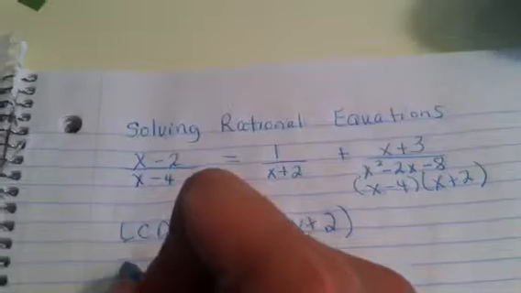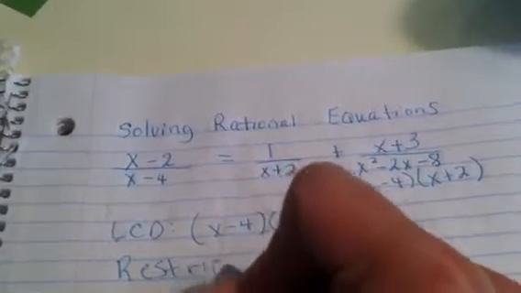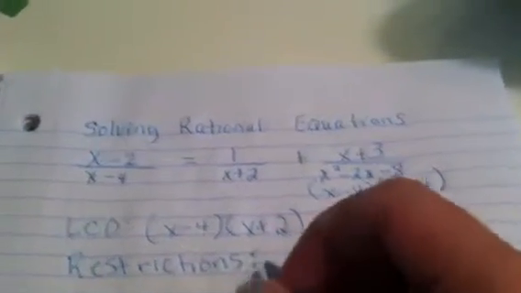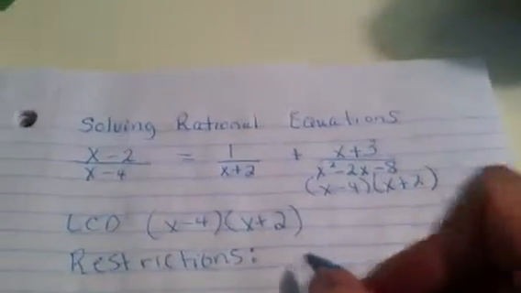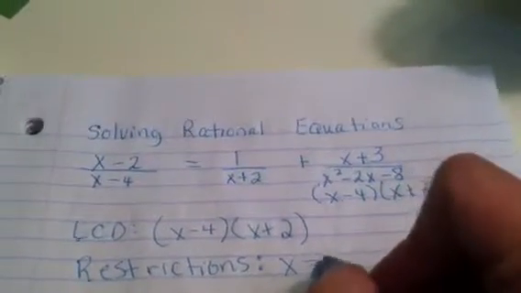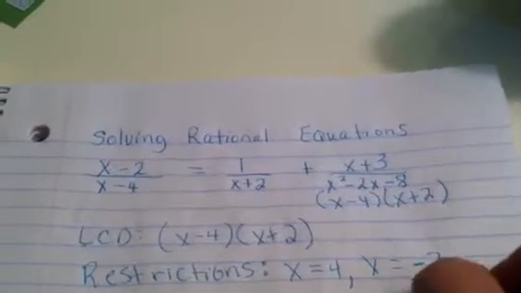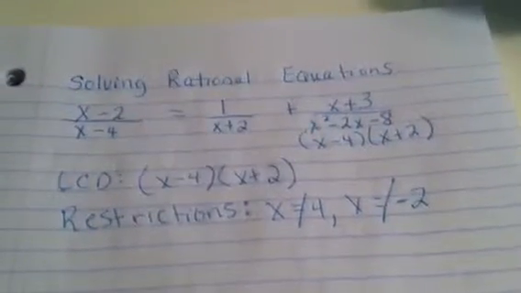Let's also, before we start working the problem, talk about restrictions. I cannot come out with an answer that would make my denominator equal 0. So if I take all my factored pieces, set them equal to 0 and solve, I would get x equals 4 and x equals negative 2. Those are the answers I do not want to come out with because they would make my denominator 0.